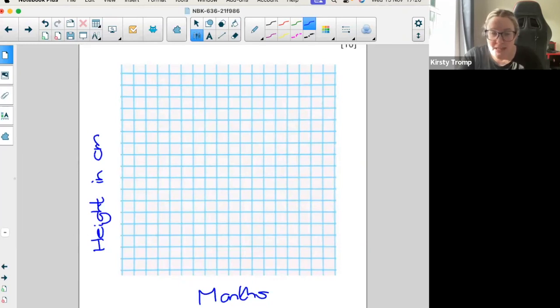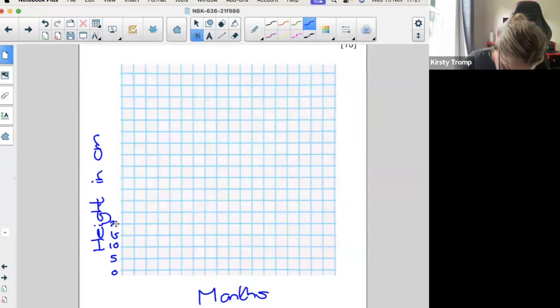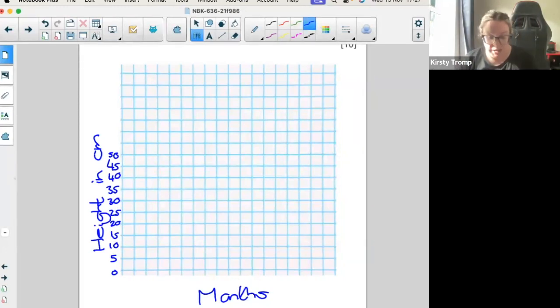For my plant, I saw that my smallest height was 30 and my biggest height was 49. I think I'm going to go up in fives on the side. So that's going to be 0, 5, 10, 15, 20, 25, 30, 35, 40, 45, 50. So I'm going up in fives. You can go up in whatever you want, guys.